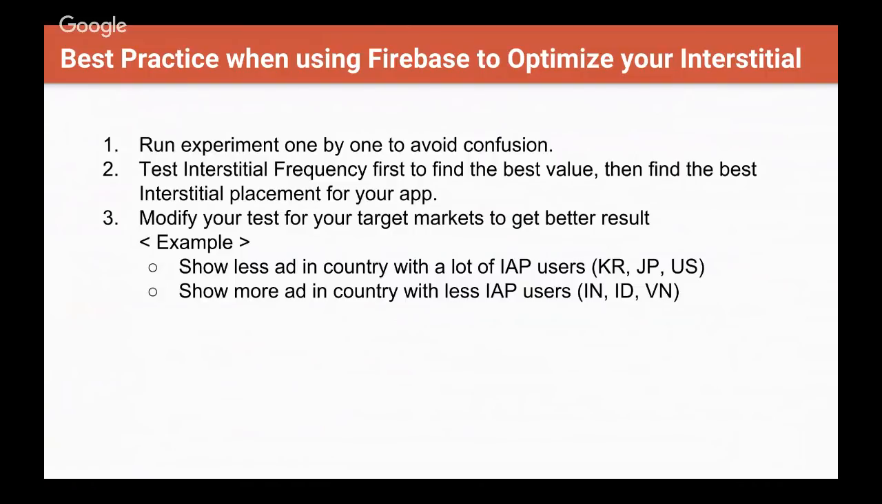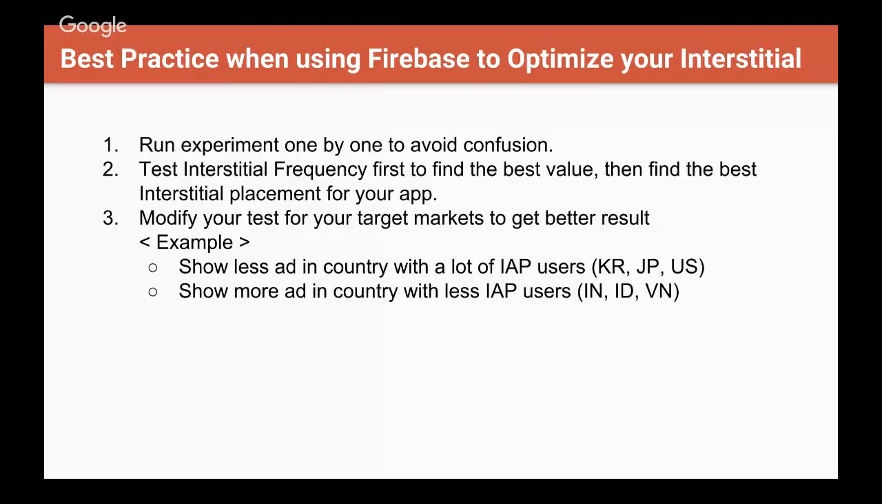Okay, so if you want to run Firebase A/B testing to optimize your interstitial, please keep in mind three important things here. The first thing, you should run experiments one by one to avoid confusion. Let's say, you can test the interstitial frequency first, and then you can test the placement. And the last thing is that in my sample, I only target 100% of my users to run the test. But for you, you may need to modify your test for your target market to get a better result.